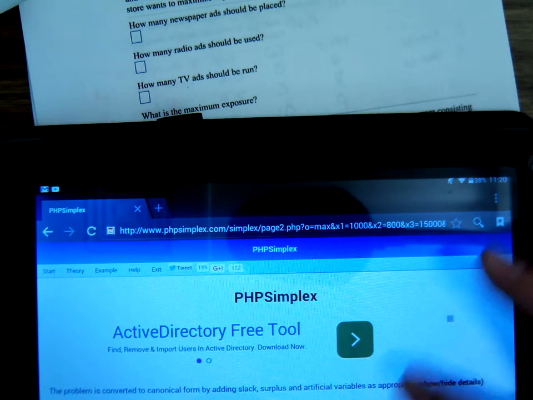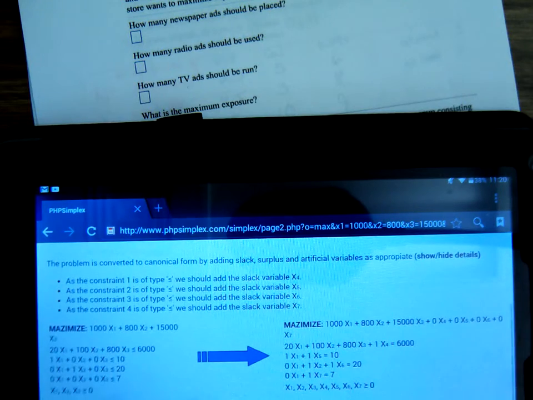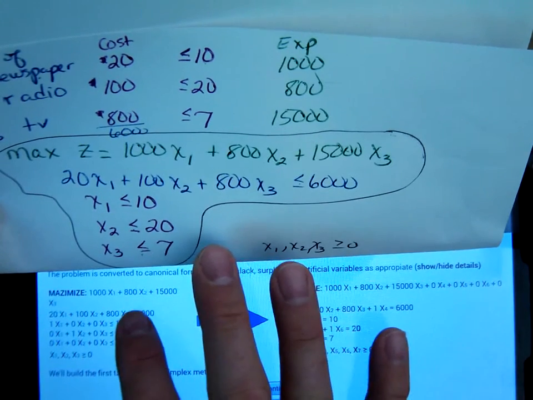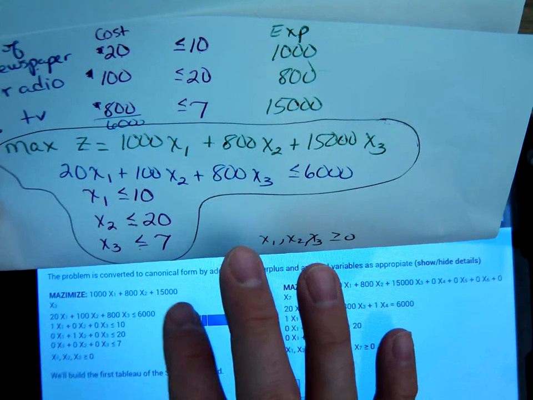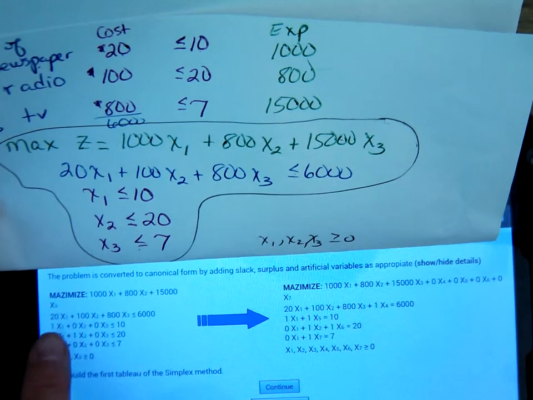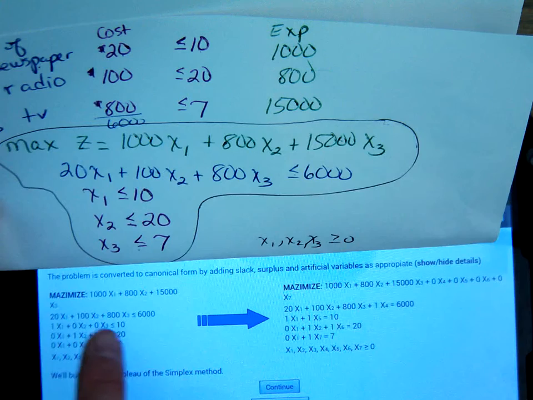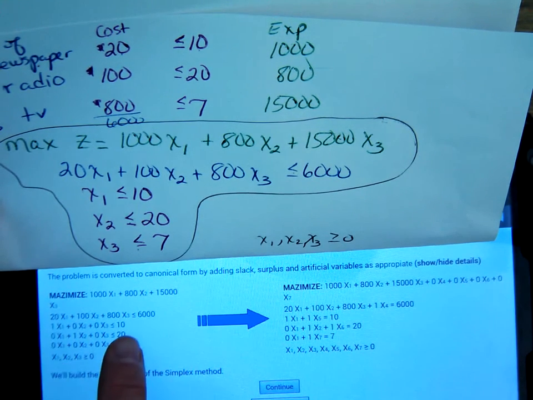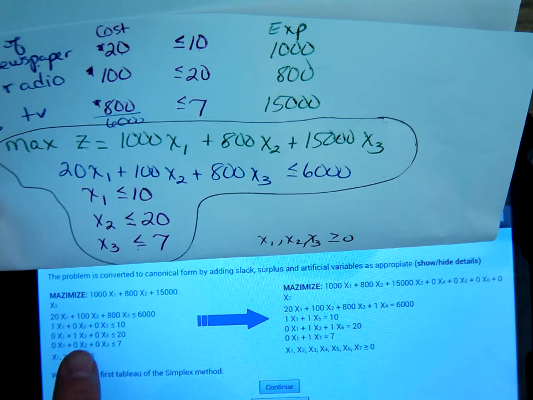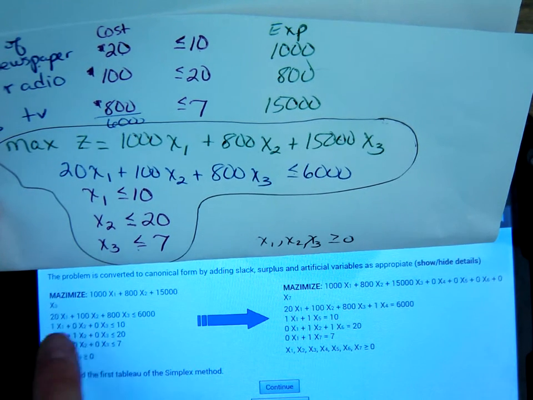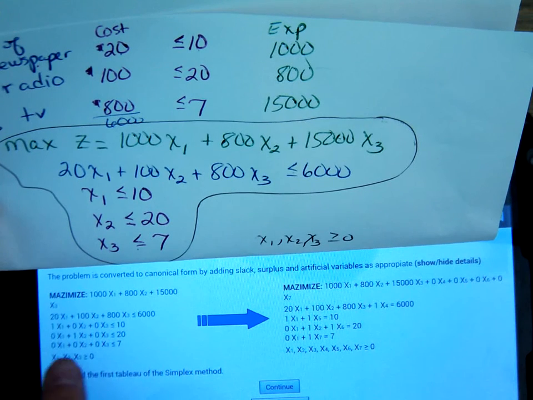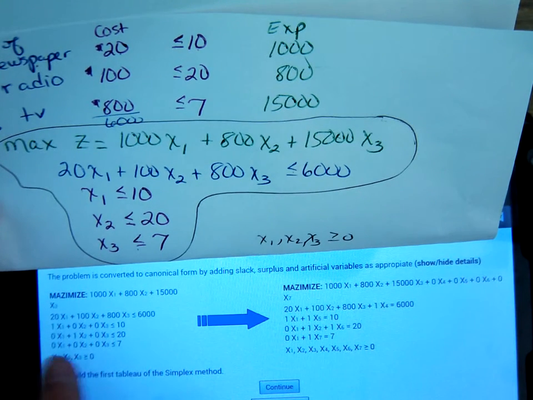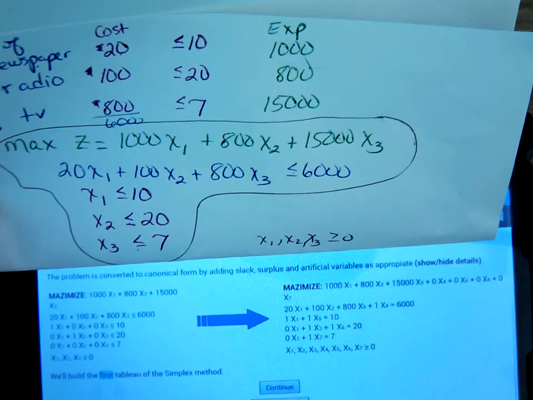They start doing a lot of talking about the slack variables. Let's just make sure I didn't mistype it. 1000x1 plus 800x2 plus 15,000x3. I'm maximizing 20x1 plus 100x2 plus 800x3 less than or equal to... 1x1 less than or equal to 10. Notice 1x2 less than or equal to 20. Notice how they put the zeros in. Oh, no, no, no. How did I get that? That should have been a 1x3 less than or equal to 7.